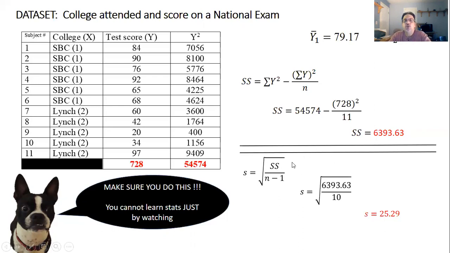Standard deviation is equal to the square root of the sum of squares, 6393, divided by n minus 1. N is 11 minus 1, so it's 10. So 6393.63 divided by 10, get that answer, then take the square root of it, and that will provide you with the standard deviation for this group. And the standard deviation is 25.29. Now, that is the only score that's going forward with us. The means are too, but we're not using the sum of squares anymore. This score is going forward.